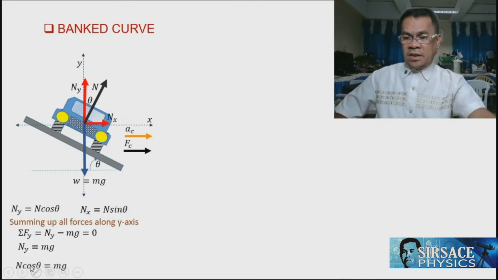So in this case, we can now solve for N, and this is in terms of the mass and the angle. So therefore, divide both sides by cosine. Our N is mg over cosine theta. Okay, we are done in the process of solving our normal force. Normal force is important not for friction, but for the component of the normal along x.